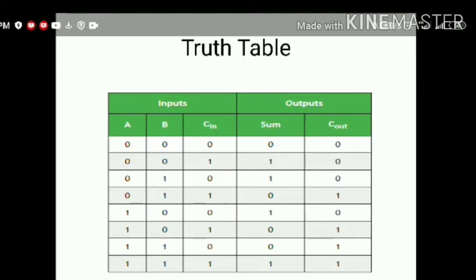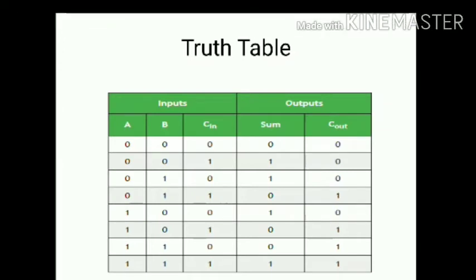Next we'll see the truth table for full adder. There are 3 inputs, so 2 power 3 is equal to 8. So we need 8 values. The 8 values are listed in the truth table: A, B, C in, that is 0 0 0, 0 0 1, 0 1 0, 0 1 1, 1 0 0, 1 0 1, 1 1 0, 1 1 1. Using the binary addition logic, find the sum and find the C out.